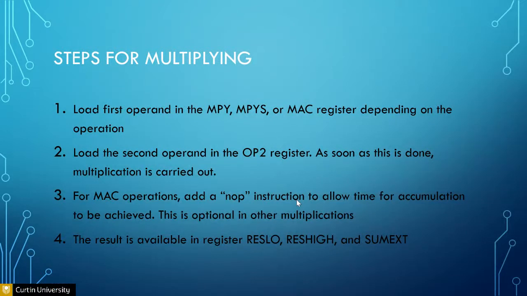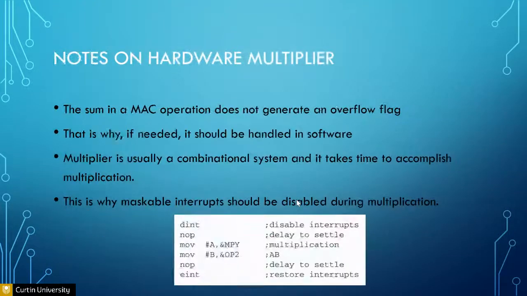Load the first operand in either of these: MPY, MPYS, or MAC. If you want to be accumulative. If you do not want to be accumulative, it's okay, you just load it in MPY. Then the second operand in OP2, and the results will be available in result low, result high. So you need to do some programming to combine, to get the result in either the high byte or the low byte. Right.